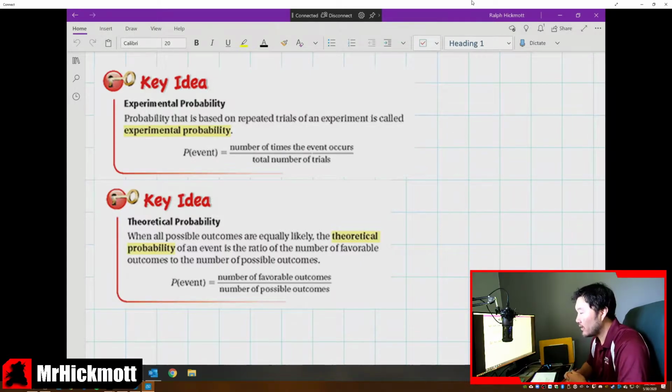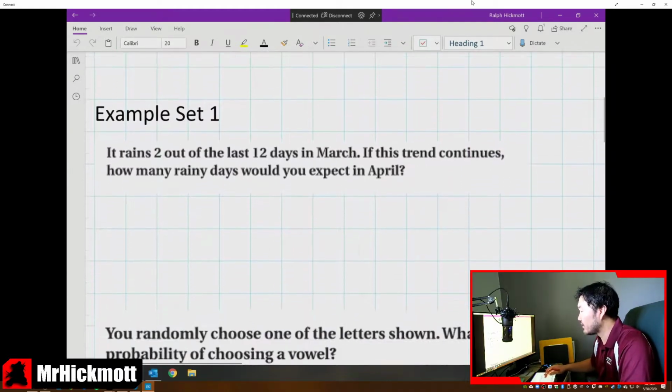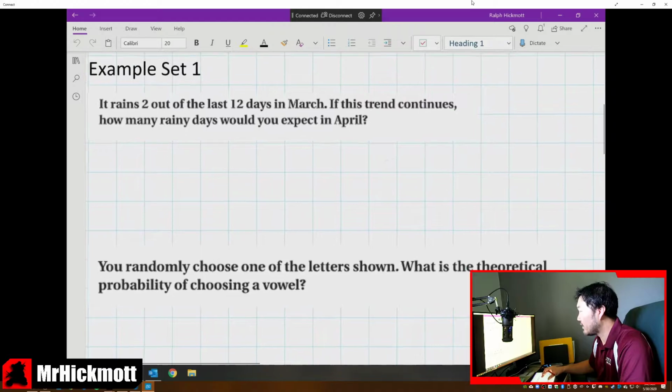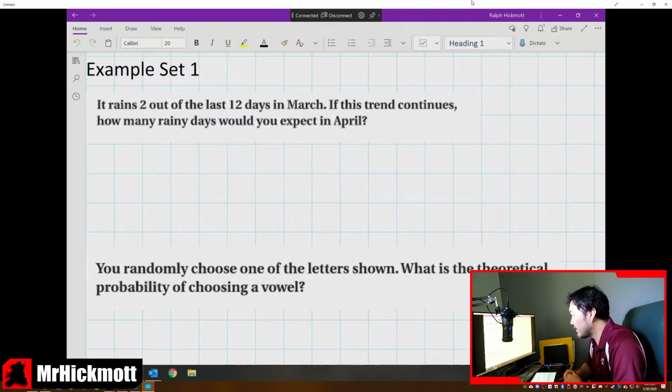Okay? So with that being said, there's not too much of a difference in how you calculate the probabilities. It's still going to be favorable over total. But let's go to these examples right here to see how we can apply it. So the first set that I have here is a difference between experimental and theoretical, once again. We're going to see how we can calculate the probabilities based on what is given to us. So it says here, it rains 2 out of the last 12 days in March. If this trend continues, how many rainy days would you expect in April?